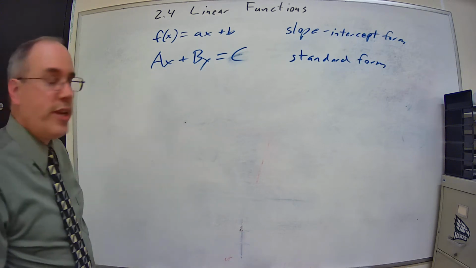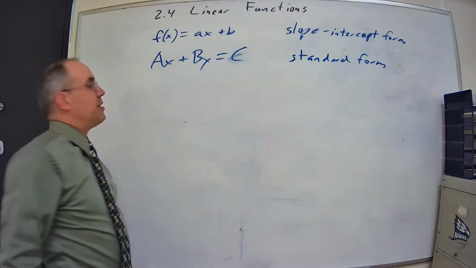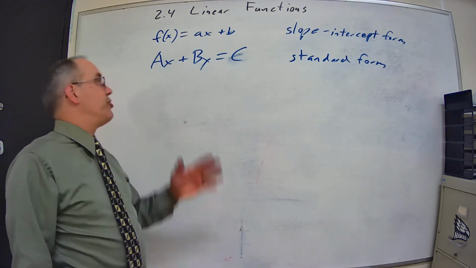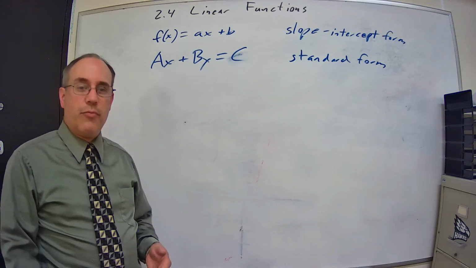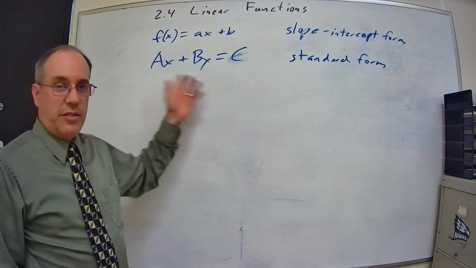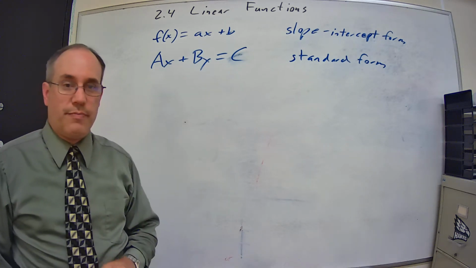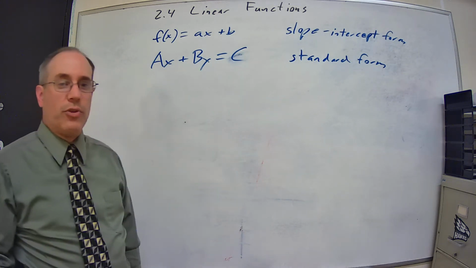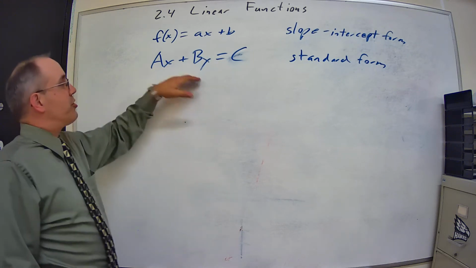In standard form, we tend to like to have integers for these constants A, B, and C. We like to have integers for them. Now that's not to say that you're never going to see them with decimals there, but we definitely don't like to see fractions. So once we get it into this form, we want to make sure that we're not looking at a fraction or a decimal. We'd like to see it as a constant. That's all I'm saying, right? So this is standard form.